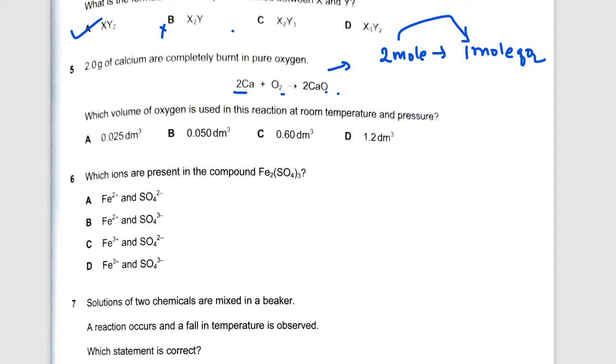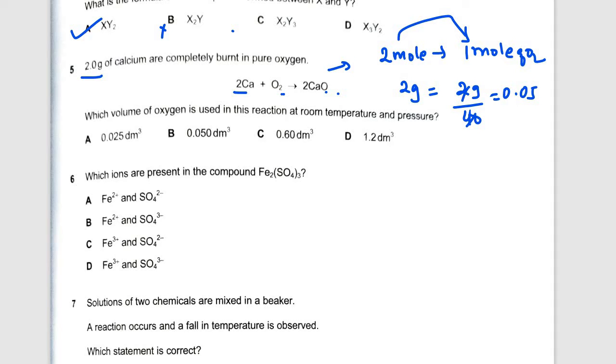So 2 moles will give you 1 mole. Now, 2 moles means how much calcium is required? If you have 1 mole, it means 40 grams. So 2 moles should be 80 grams. But do I have 80 grams? No. So I need to calculate how many moles 2 grams is. 2 grams divided by 40. If you solve this, you get around 0.05 mole of calcium.